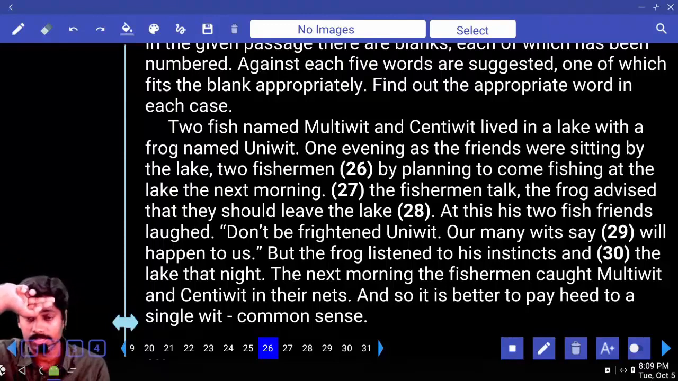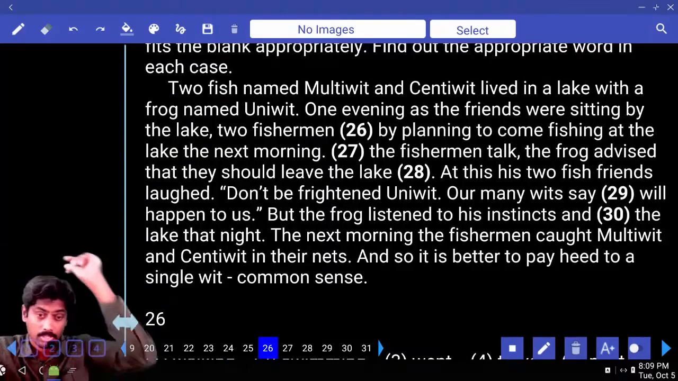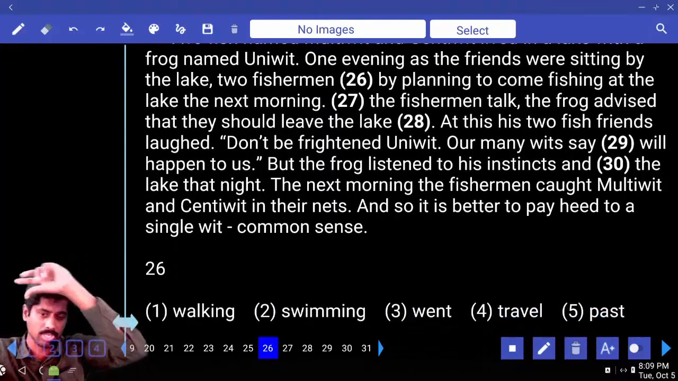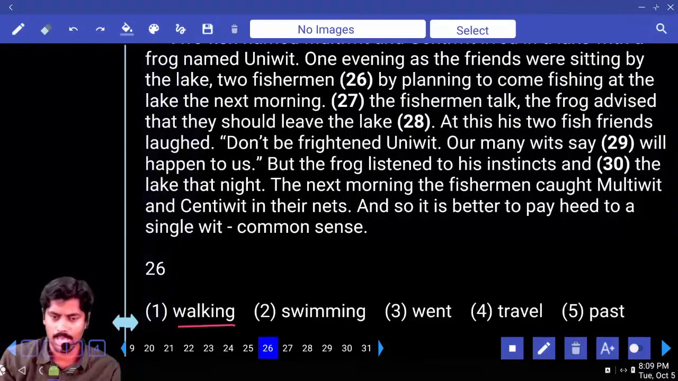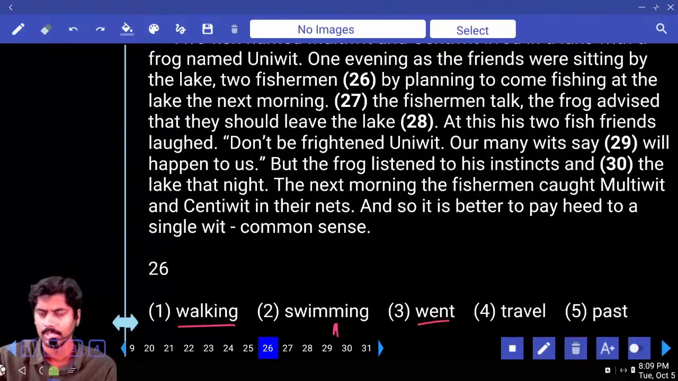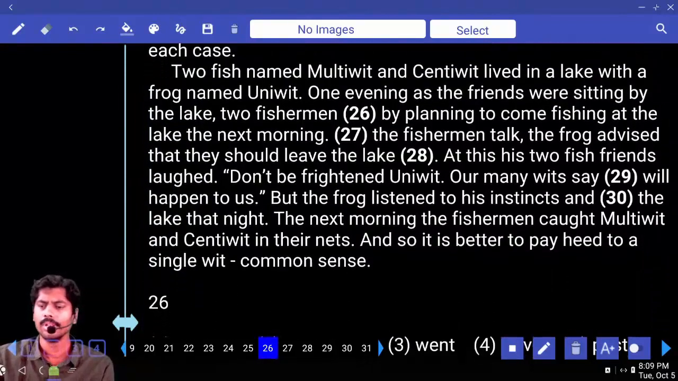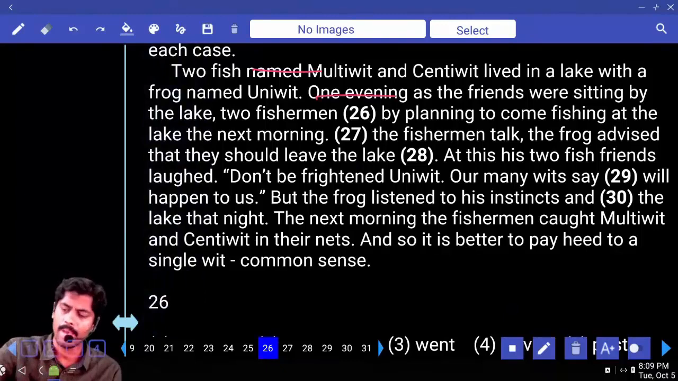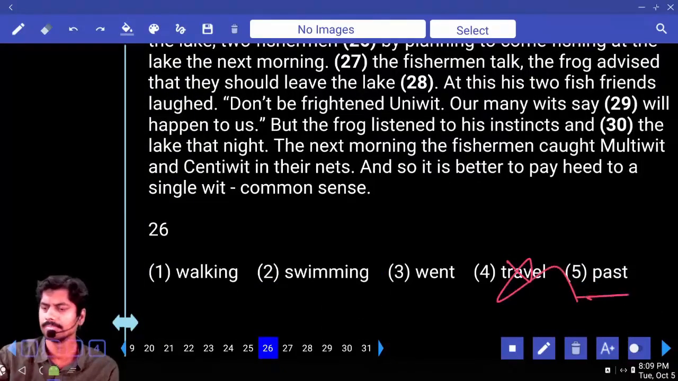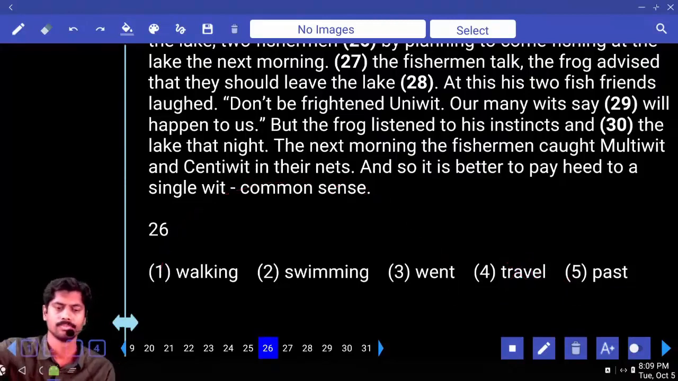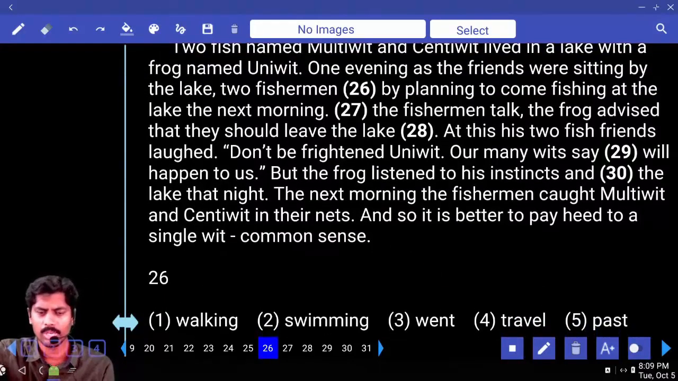One evening as the friends were sitting by the lake, two fishermen dashed by planning to come fishing. Two fishermen was walking by, swimming by, went by, maybe. Travel, is it in the present? Named past. One evening, past only, not travel. Past, not sure. Answer 1 or 3. Two fishermen walking by planning to come fishing at the lake next morning, or two fishermen went by planning to come. Answer 1 or 3.